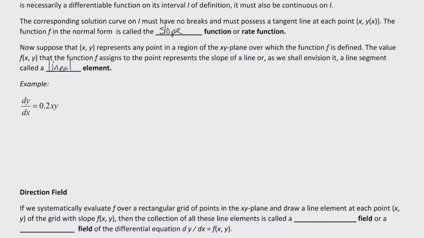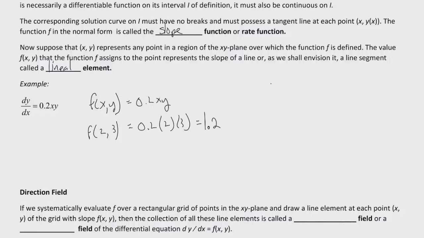So we take our function, our differential equation dy/dx = 0.2xy, and we're going to create a function at a specified point. Now we're just going to look at a point. Let's look at f of, say, 2 comma 3. f of 2 comma 3 would be 0.2 times 2 times 3. And if we type that in a calculator, we get 1.2.